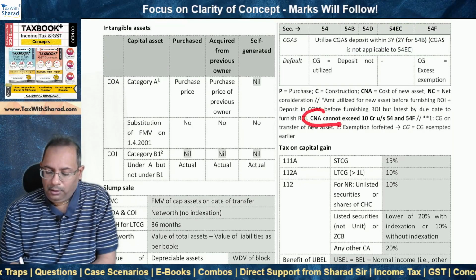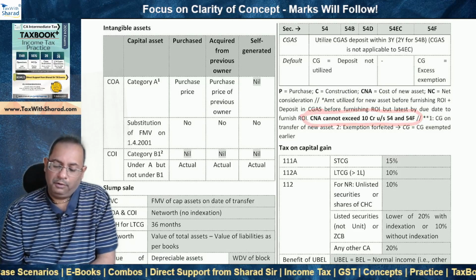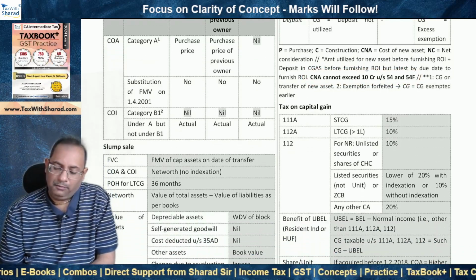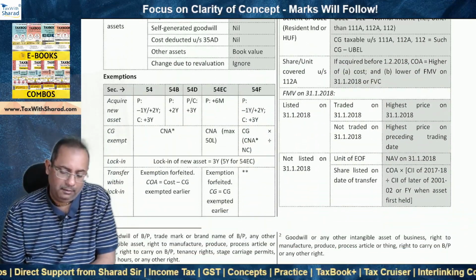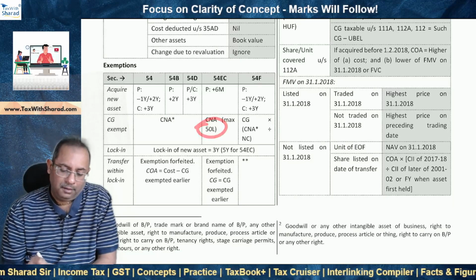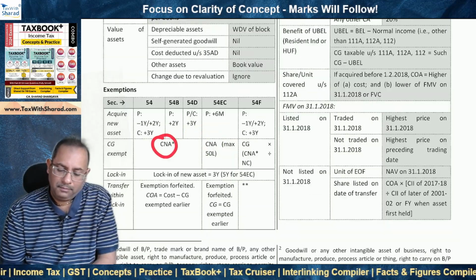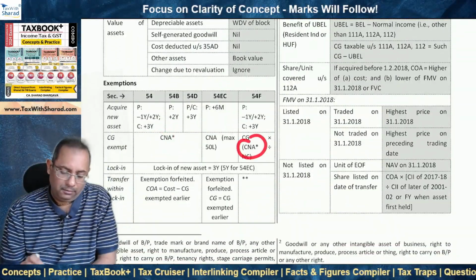Cost of new asset cannot exceed 10 crore under section 54 and 54F. So for 54 as well as for 54F, the limit of cost of new asset CNA is 10 crore. So there is a limit in terms of exemption. For 54EC, it is 50 lakh. For 54, the limit is 10 crore. For 54F, it is 10 crore.